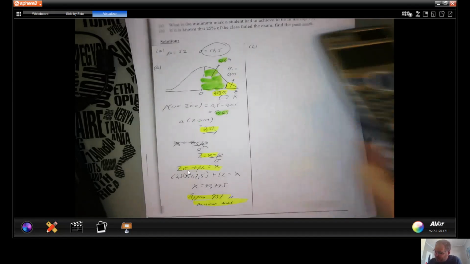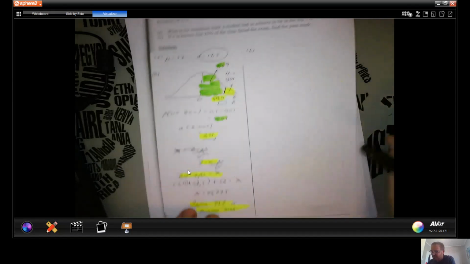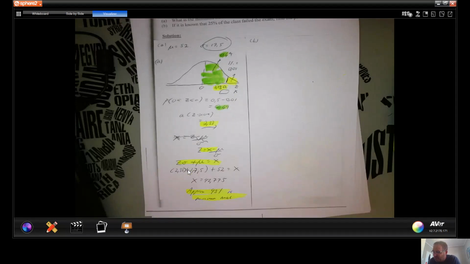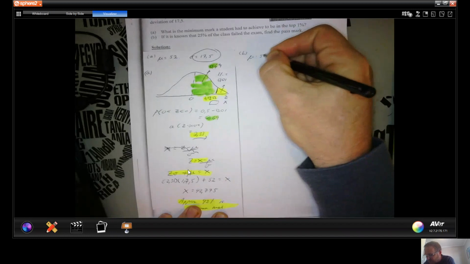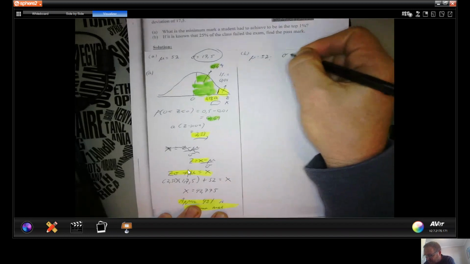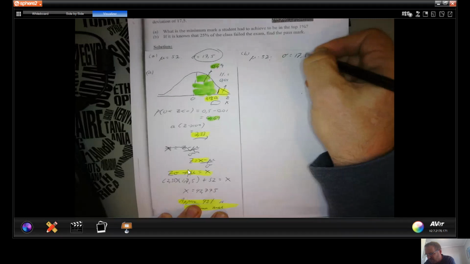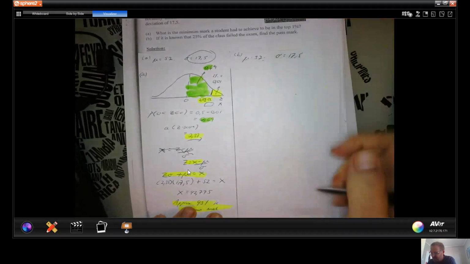Right, B. Okay, last one. It says, if it is known that 25% of the class failed the exam, find the pass mark. So first of all, we're still working with mu is 52 and sigma is 17.5.